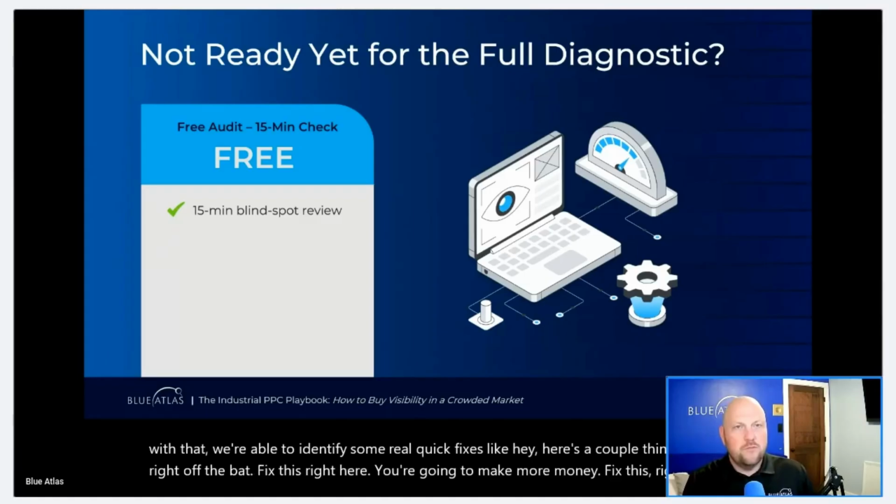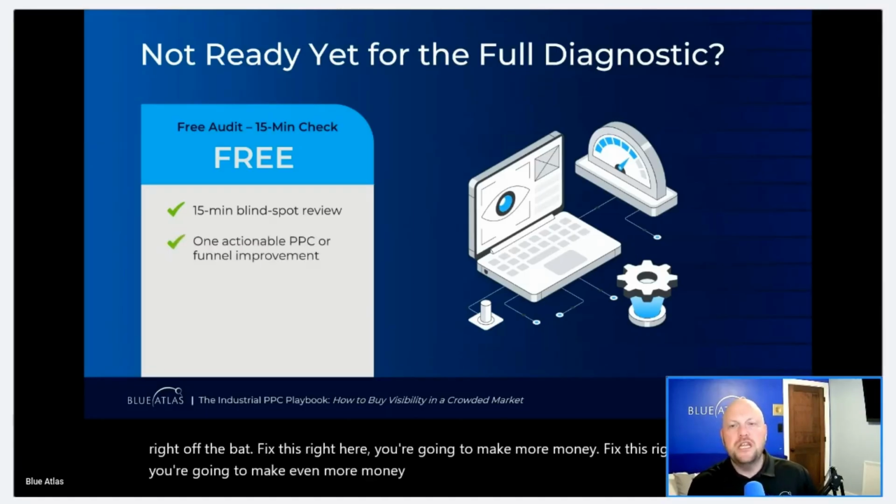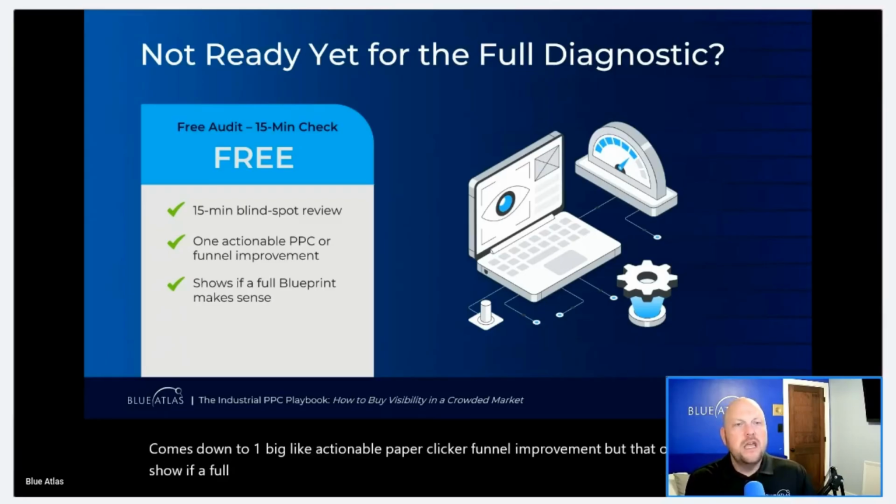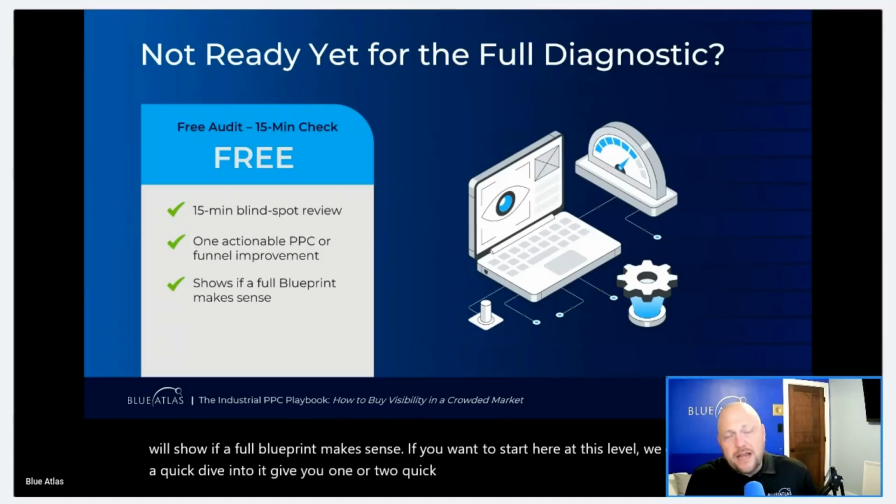Fix this right here, you're going to make even more money. So we do recommend, it often comes down to one big, actionable pay-per-click or funnel improvement, but that one thing will show if a full blueprint makes sense. If you want to start here at this level, we can take a quick dive into it, give you 1 or 2 quick fixes, and then say, all right, I do see where there's some more opportunity here.